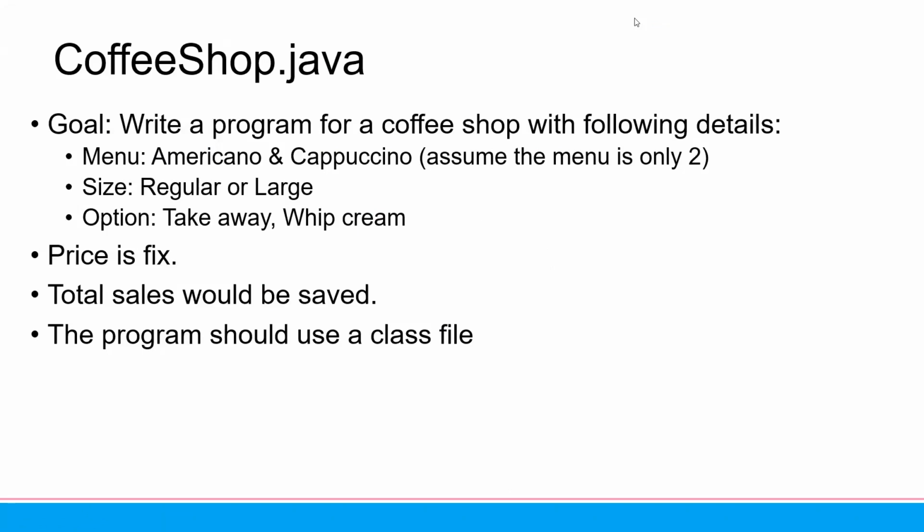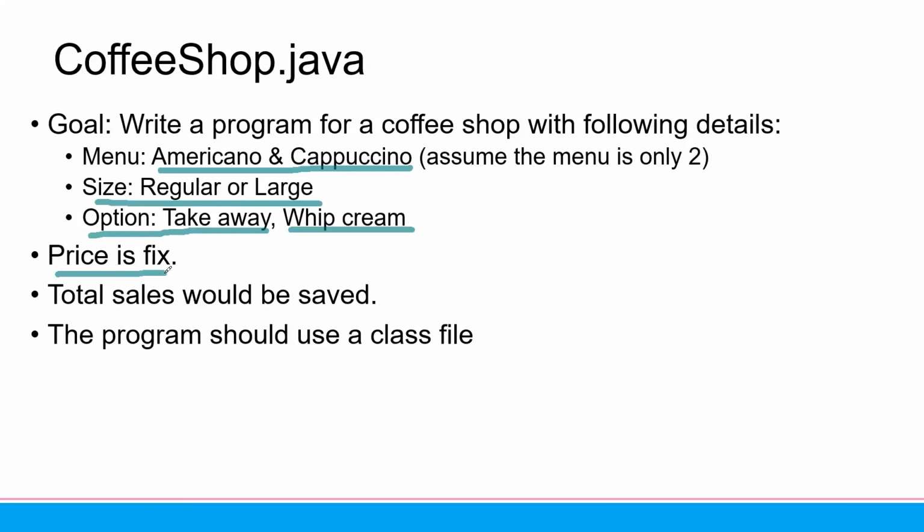We assume that there are two menus. Let's say I will have two menus, the Americano and Cappuccino. And for the size, there will be only two sizes, regular and large. And then there will be options. Let's say I want to dine in or take away. And I would like to have another option, whether there is whipped cream or not.